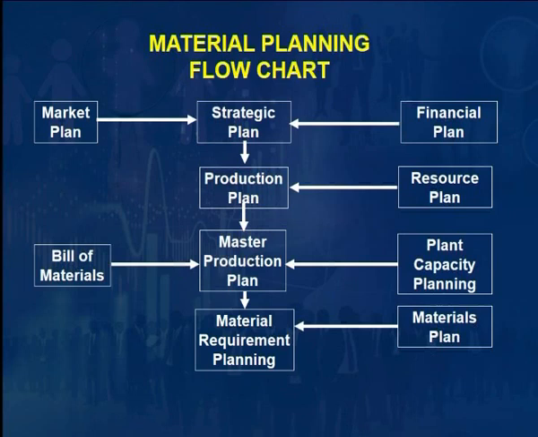And from this production plan, the data will be fed to the master production plan. Now, the master production plan again is getting data from the bill of materials and from plant capacity planning. We will be talking about the bill of materials in detail. Then the master production plan will give the data to the material requirement planning, that is, the MRP software. And again, the MRP software is also getting data from the materials plan. So all these things are interlinked. This is how the material planning flow chart works, especially in a manufacturing unit.